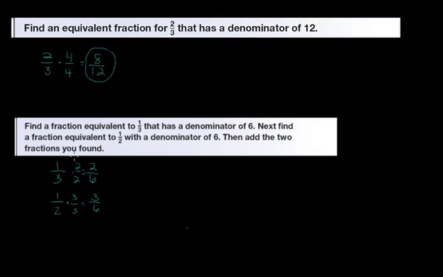Then add the two fractions you found. So we're going to take 2/6 plus 3/6. That equals 5/6. Bada bing, bada boom. All right? Easy stuff. Okay, now when we're reducing, we're just going to do the opposite.